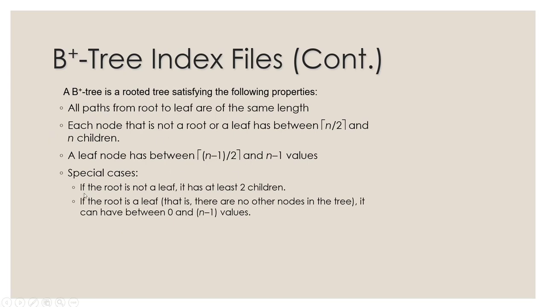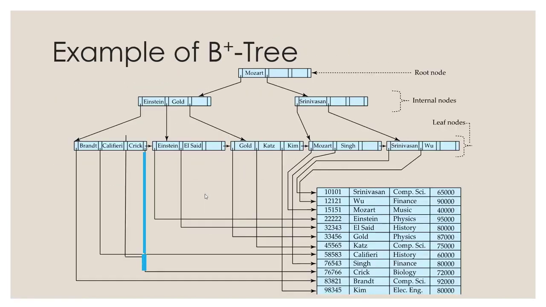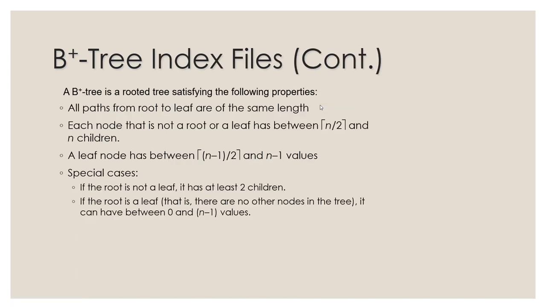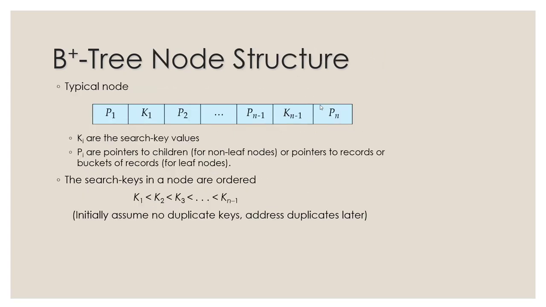Okay, so special cases: if the root is not a leaf, it has to have at least 2 children. So you can see this one has at least 2 children. If the root is a leaf, meaning that's the only node, there are no other nodes other than just the root, it can have between 0 to n minus 1 values.